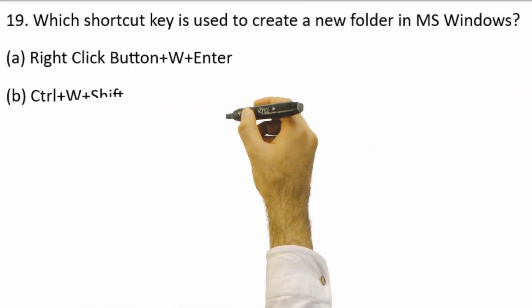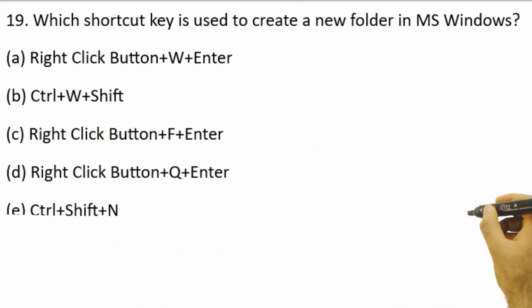Which shortcut key is used to create a new folder in MS Windows? A. Right-click button plus W plus Enter. B. Control plus W plus Shift. C. Right-click button plus F plus Enter. D. Right-click button plus Q plus Enter. A. Control plus Shift plus N. Answer is A. Control plus Shift plus N is also the shortcut key to open new incognito mode in Chrome web browser.